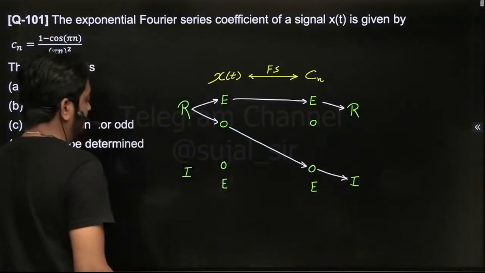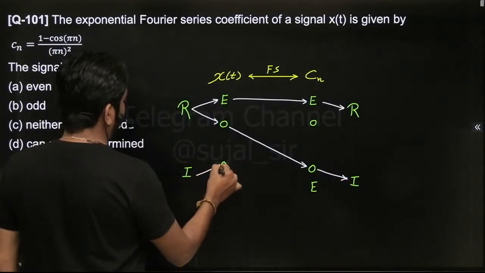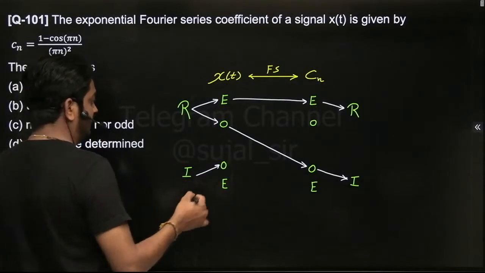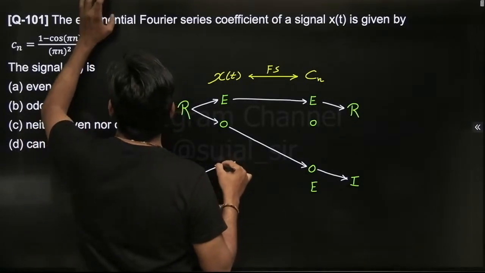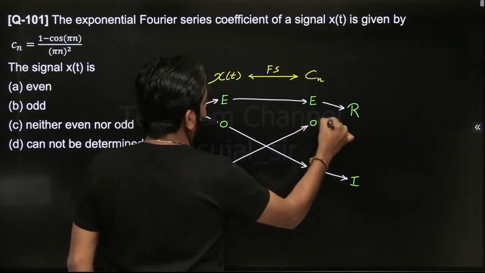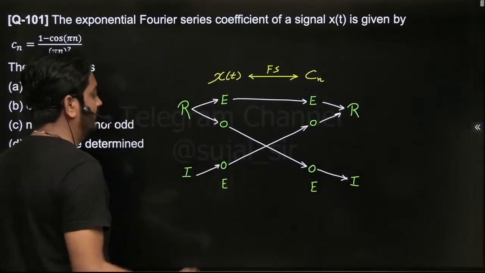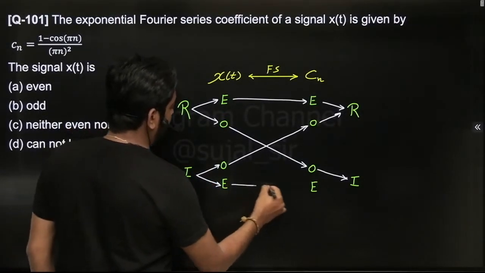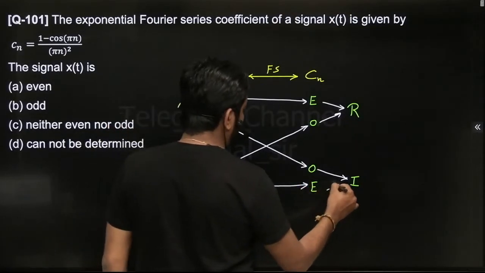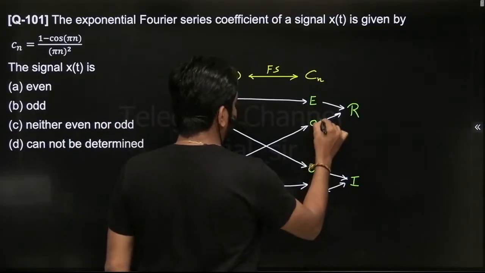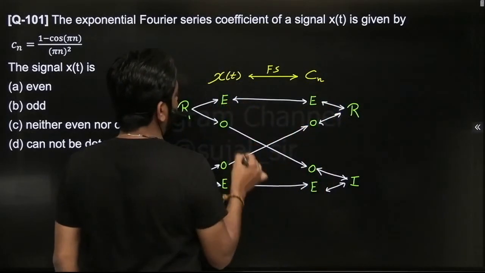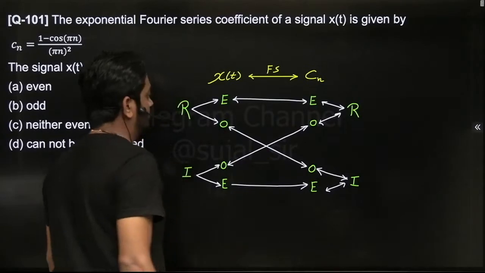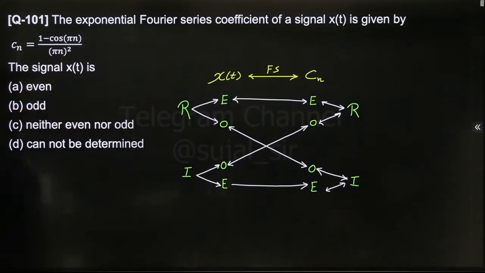Similarly, if x of t is pure imaginary and odd, then Cn will be odd and real. And vice versa is also true. If x of t is imaginary and even, then Cn will be even and imaginary, and vice versa is also true. You have to remember this.